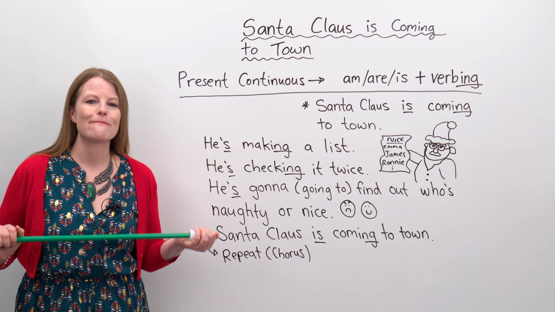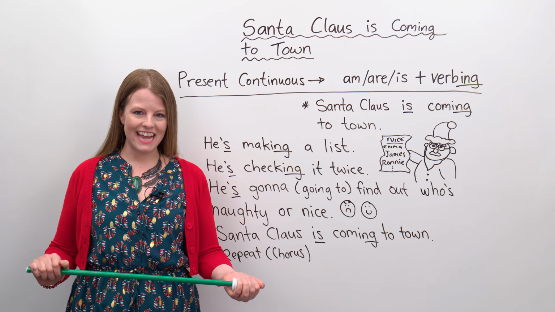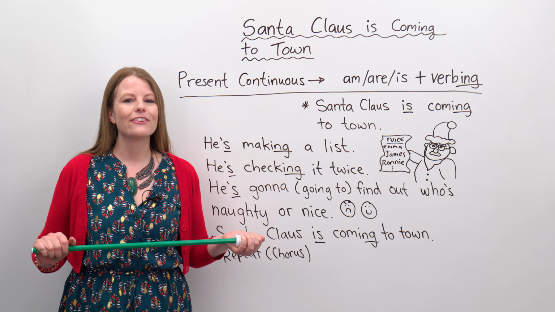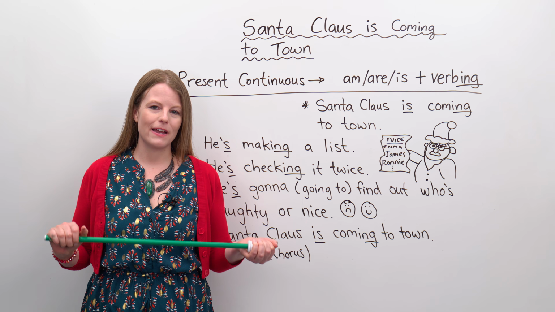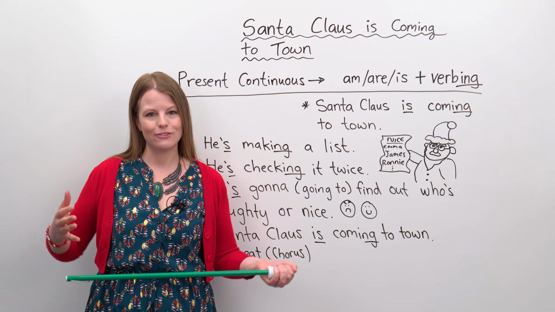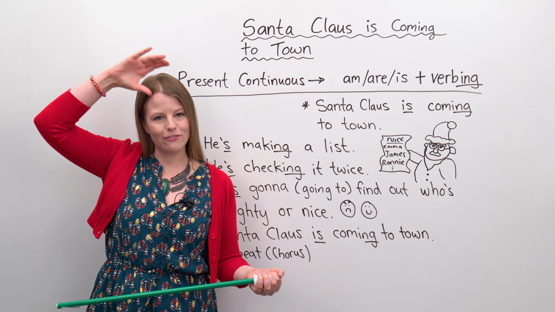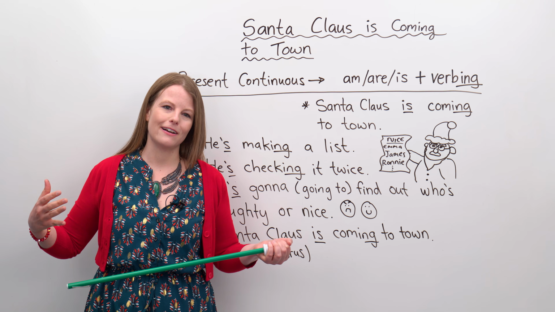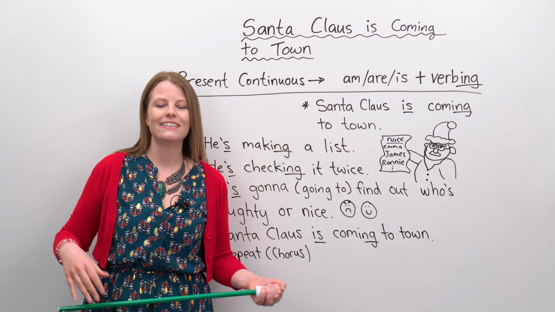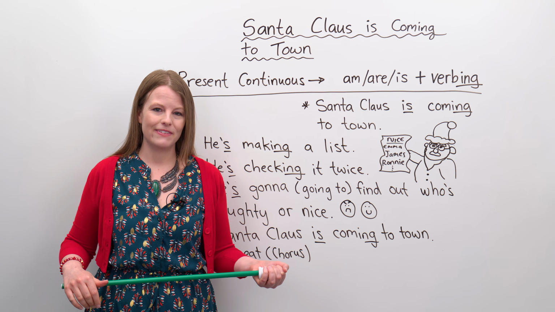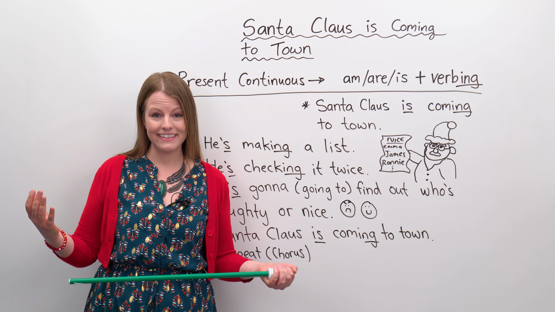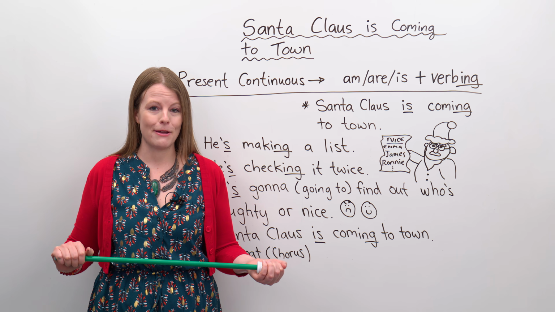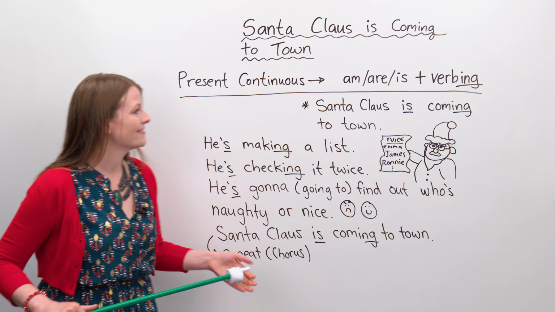Okay, so our first song is Santa Claus is Coming to Town. So Santa Claus is a character who wears red. He has a red hat, a white beard. He tends to be a fat, happy man. And on Christmas, he goes to different houses and he gives presents to little children. So this song is about when Santa Claus comes.